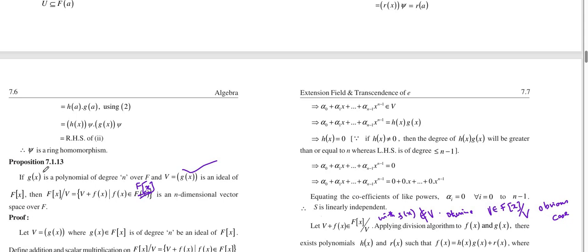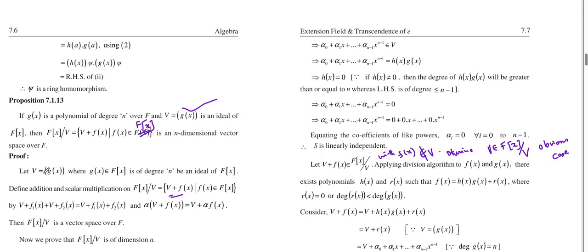Then the second result: we need to prove that this collection, which is a vector space, is an n-dimensional vector space. So what is it? If g(x) is a polynomial of degree n over F, and V is the ideal generated by g(x) in F[x], then F[x] mod V, which consists of elements of this form, is an n-dimensional vector space. What is given to us: F[x] being a Euclidean ring, any ideal is a principal ideal. So here we have considered V, which is generated by g(x). So V is an ideal, and the degree of g(x) is given to be n.